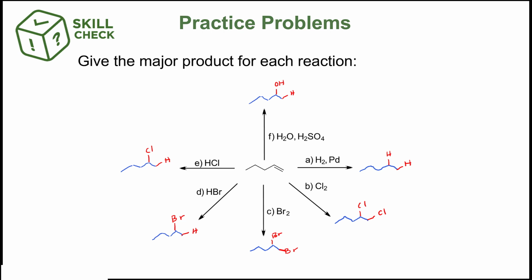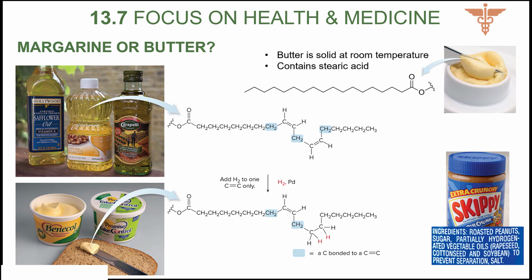Okay, so you may have heard of margarine, and may have used it in place of butter. Butter is a solid at room temperature because it has no double bonds. It also contains stearic acid. While oils, which are liquids at room temperature, have the double bonds present here, which lowers the melting point so that it's a liquid at room temperature.